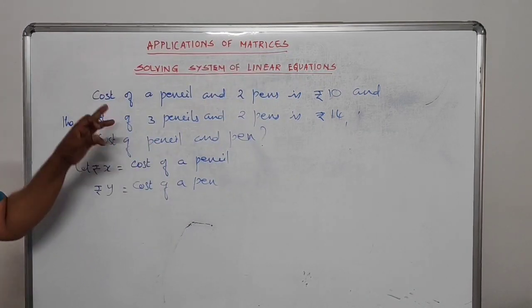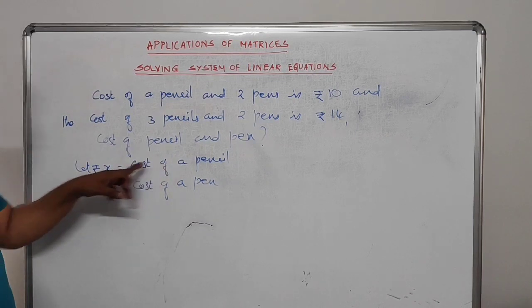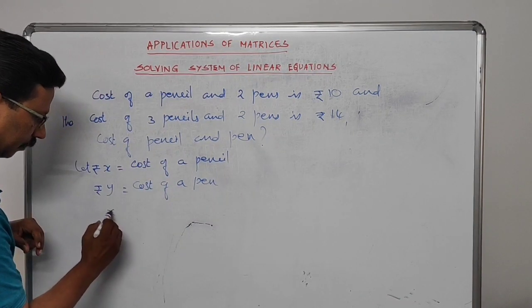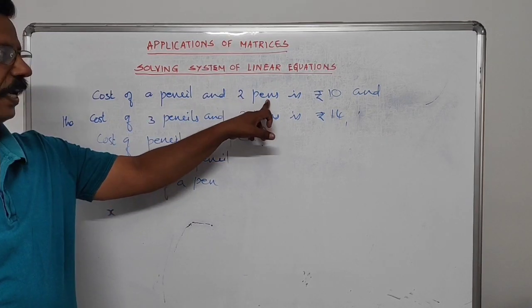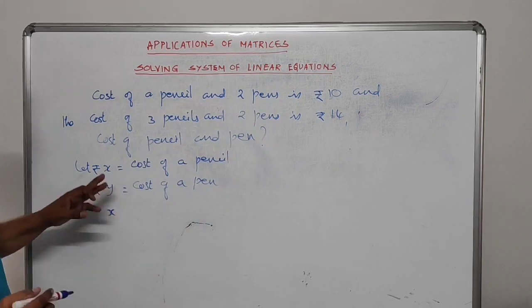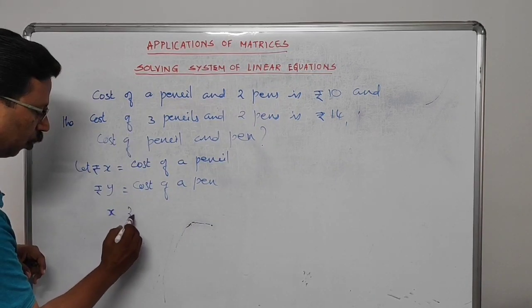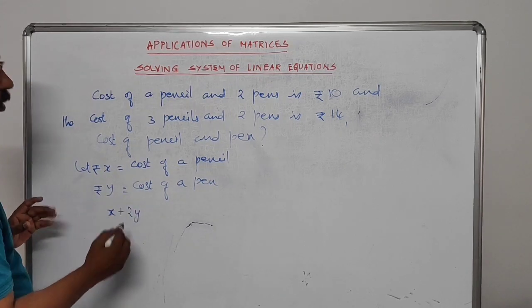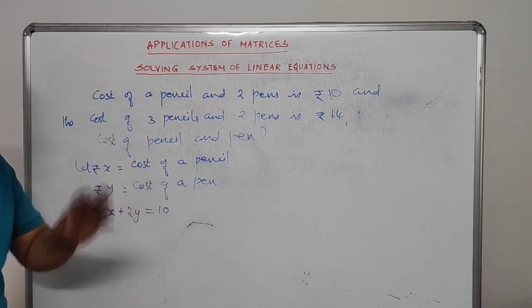Here, the cost of one pencil is x, and the cost of 2 pens is 2y. The sum of these two is equal to rupees 10. Now we have formed the first equation.